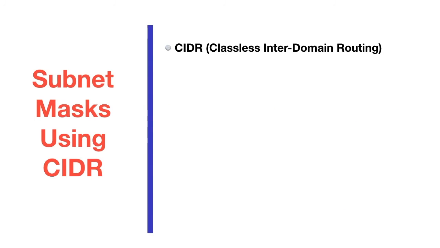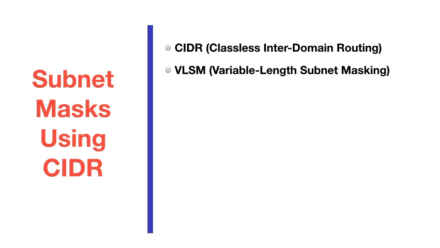CIDR, or classless interdomain routing, allows us to use a mask other than the default mask used for the network class. Instead of network classes, we can now manually specify the network and host sections of the IP address. This is known as VLSM, or Variable Length Subnet Masking.